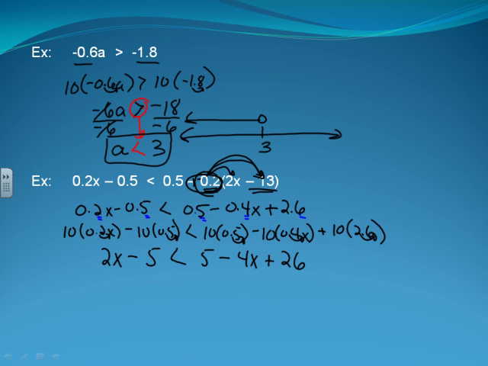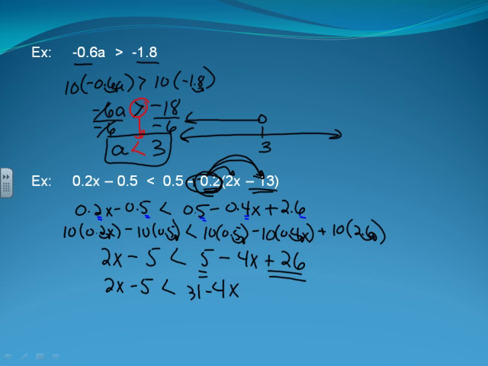Now our problem is very similar to the ones we've been doing. You want to get your x's on one side, your constants on the other. Notice that on the right-hand side here, you've got some like terms on the same side of the inequality. You'll have to move less things if you combine those, so let's do that. We've got 2x minus 5 is less than 5 plus 26 is 31 minus 4x. Okay, let's say that, just to do something different, we want to put our x terms on the right now and our constants on the left.